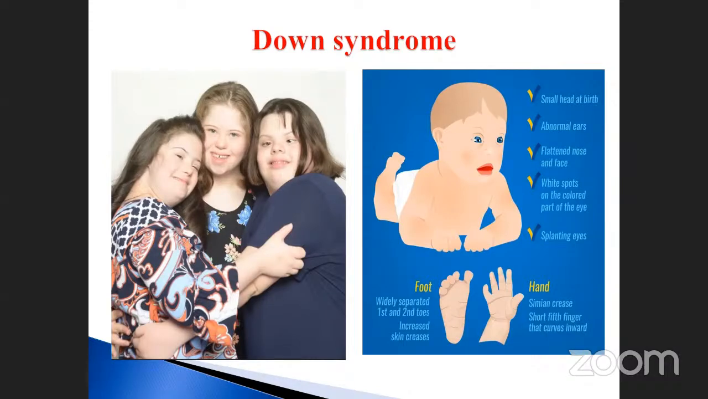Slanting eyes are also there. See that the hands and feet also look like this, not well developed. See the hands, the eyes, the nose also. So these are the symptoms of which one? Down syndrome.